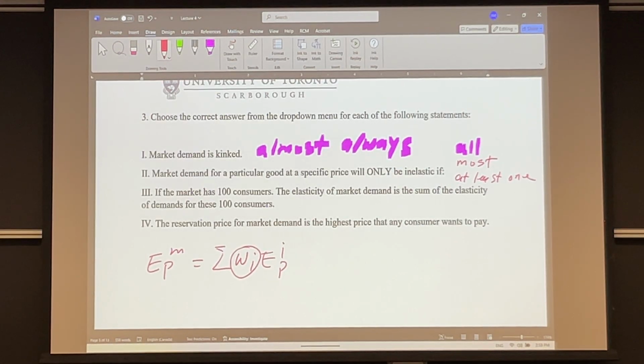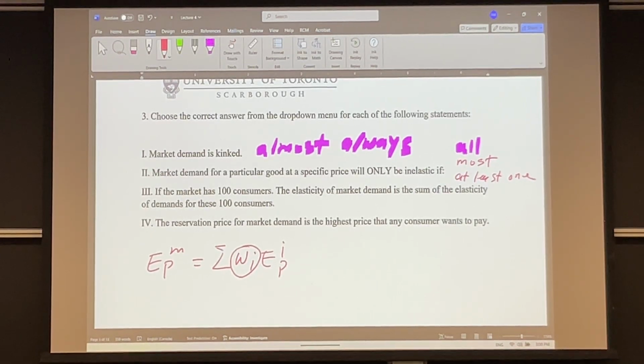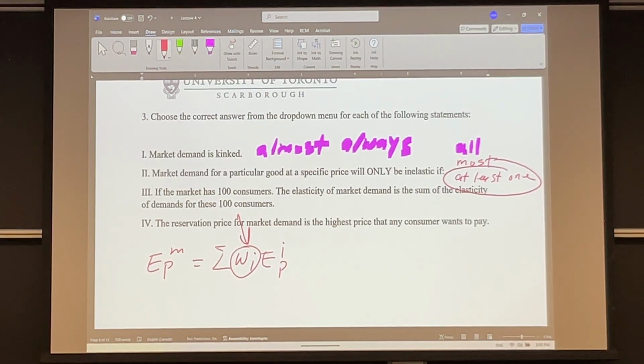Most? Wow. Why most? Suppose someone buys 90% of the market. Right? If his demand is elastic, that's probably good enough. You don't need others to have elastic demand. So you may end up with one consumer being inelastic. That makes the market inelastic because he has 90% of the market. Make sense? That is the reason why the answer should be at least 1. Because if all of these are more than 1, this is going to be more than 1. So you need someone to have an elastic demand.